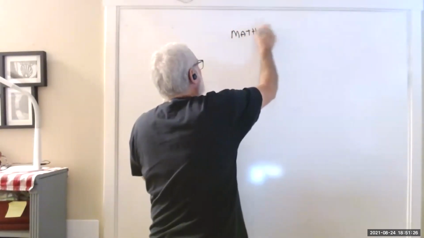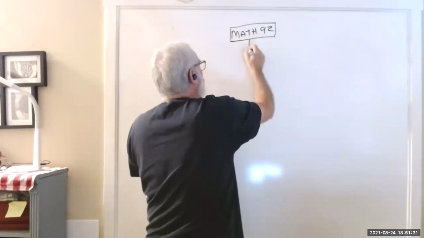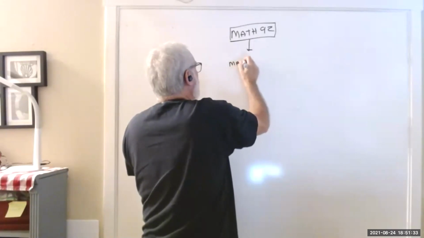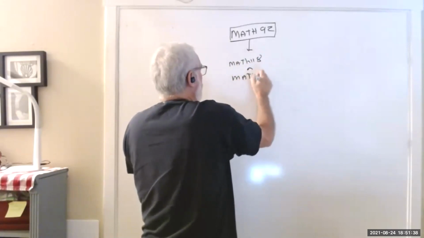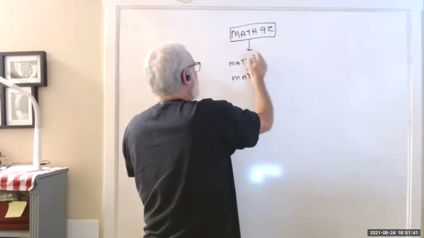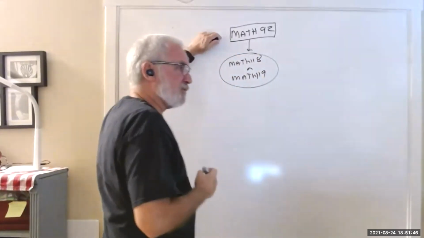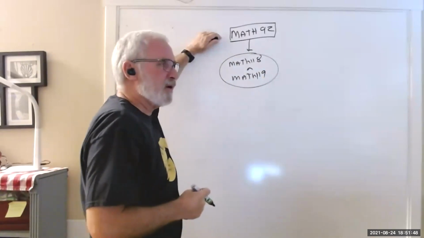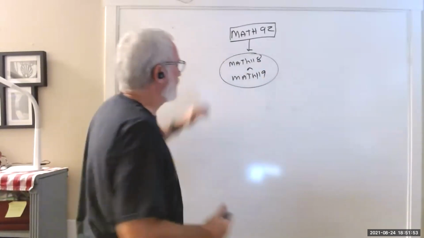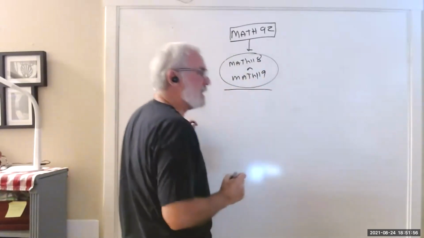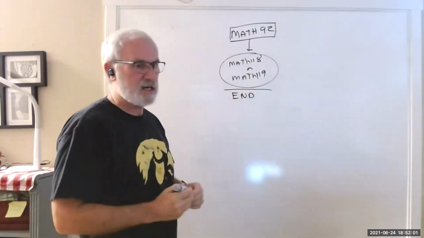Which prepares you for what's called Math 118 or Math 119. Okay? Math 92 is a math class. It just covers the nuts and bolts, just the very, very basics of algebra. It gets you ready for either of these two. And depending upon your major, that's all the math you might need.